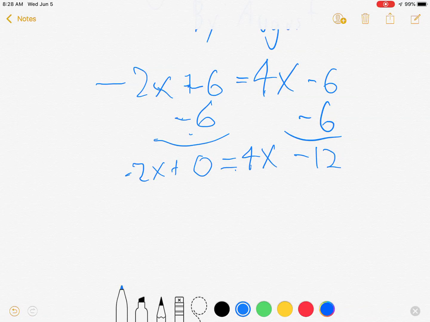I have to come up with another one. Now, since we have these, we have to isolate the x. So since this is kind of like the highest number right here, we have to subtract by it. So minus 4x and then minus 4x.